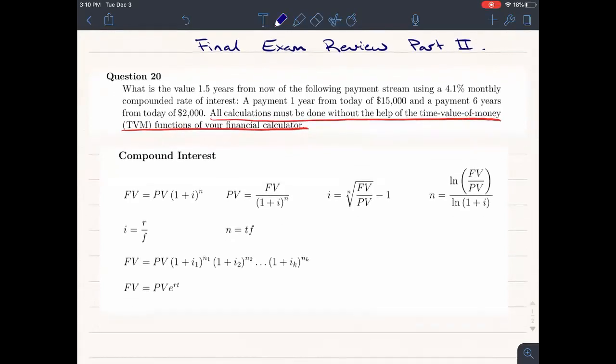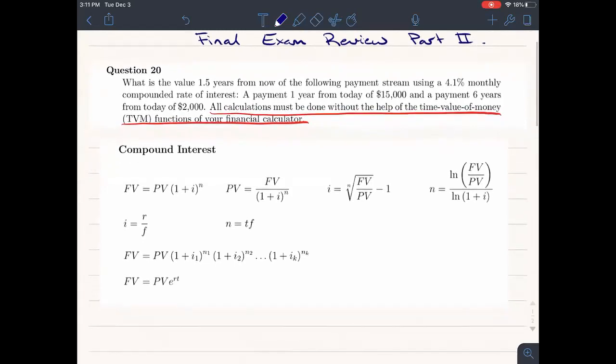All right. So from here, I'm going to start making my timeline. Referencing today, I've got a year from today and a payment 6 years from today. And then obviously I'm going to put today on there. So I'm only seeing 3 ticks. And what you'll find is the ones that you have to do by hand are not going to be that bad. They're going to be pretty reasonable, nothing crazy.